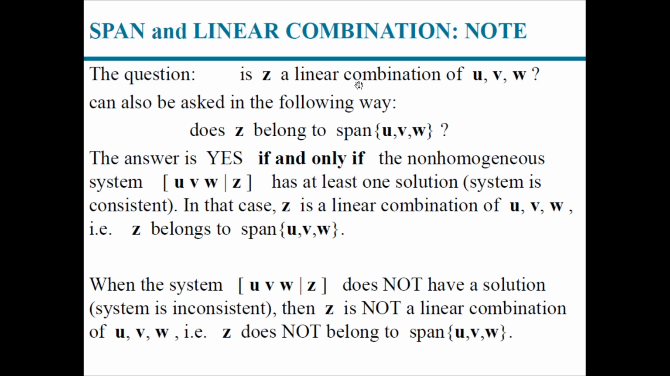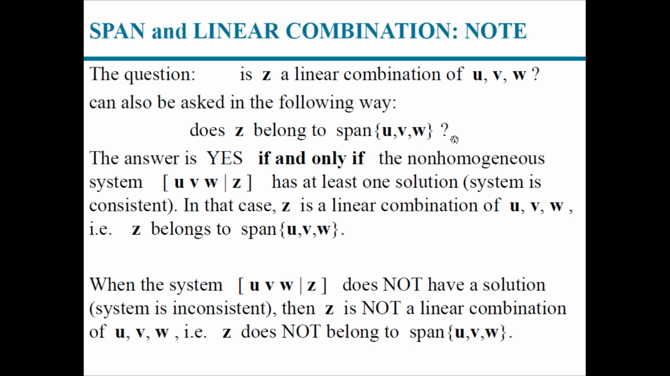We have already seen a question regarding linear combinations. We ask, is a vector z a linear combination of vectors u, v, and w? So now we can ask the same question in a different way. Just say, does z belong to the span of u, v, and w? Because the span is the set of all the linear combinations of u, v, and w. So z is a linear combination of u, v, and w if and only if it belongs to the span, obviously.